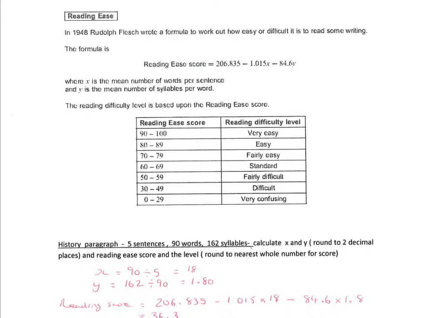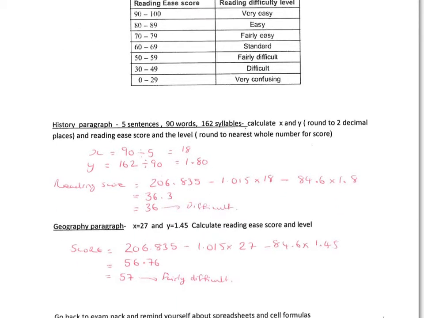So first you would have to work out the two figures in this formula that you need to know, x and y. You're told what they are over here. X is the mean number of words per sentence. So to work that out, we need to do the number of words divided by the number of sentences. 18. Y is the mean number of syllables per word. So syllables divided by words. 1.8.